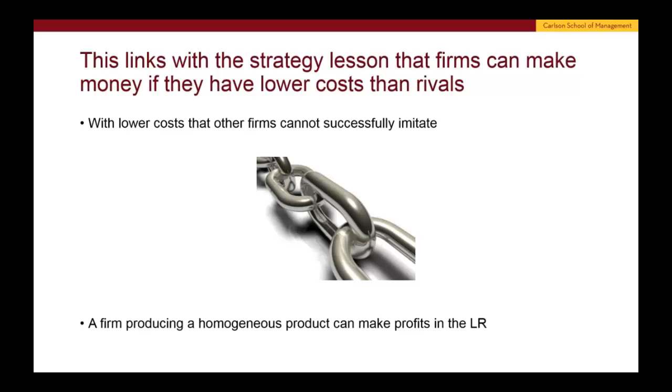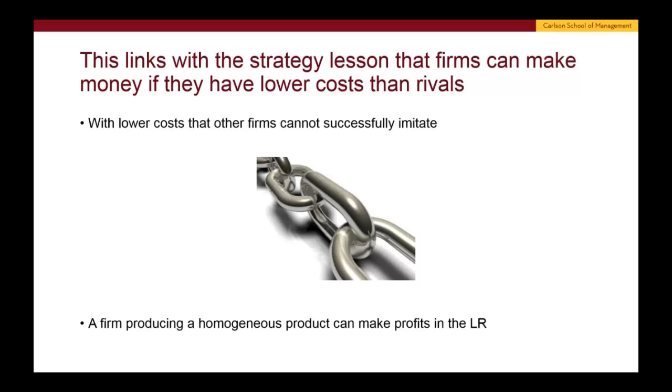Now, this links with a lesson you learn when you take your strategy course, which is that firms can make money. One of the ways they can do so is by having lower costs than their rivals. But one other feature is that they have lower costs that other firms are unable to successfully imitate. If everyone has the same low costs, then prices would just fall to those low costs, and nobody would make much profit or any profit.